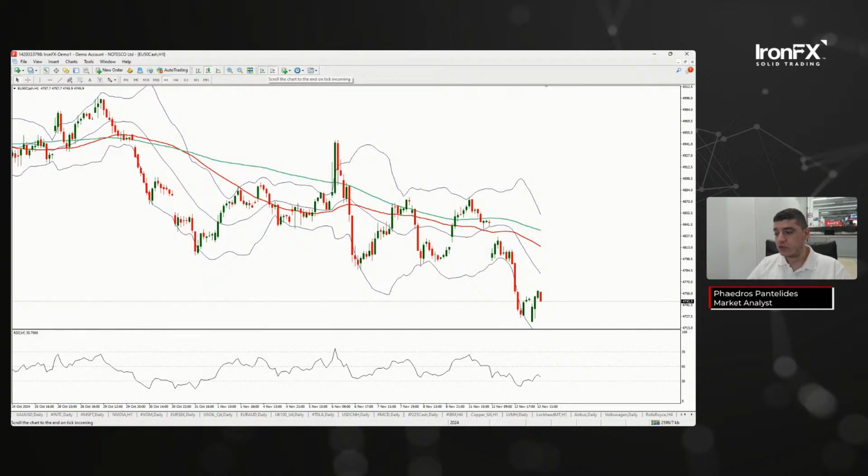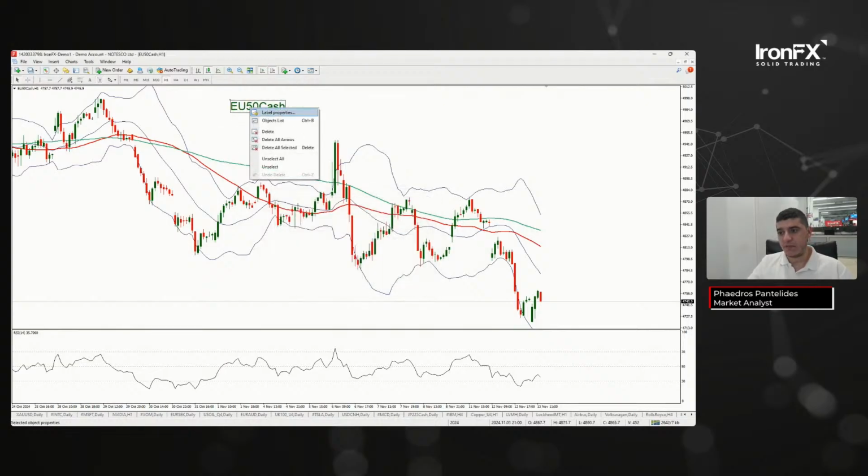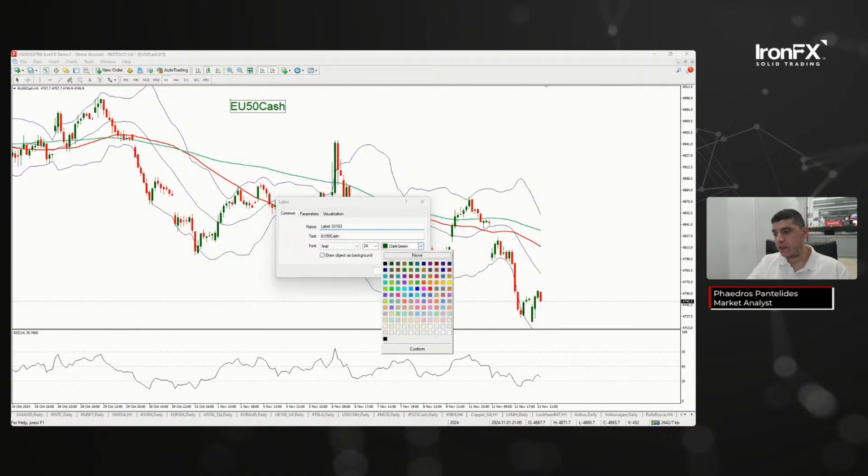That is bad. So for the Eurostox 50, this instrument, which is essentially on our MT4 platform, it is EU 50 cash. That is the EU's top 50 companies. So same with the Nasdaq, etc.